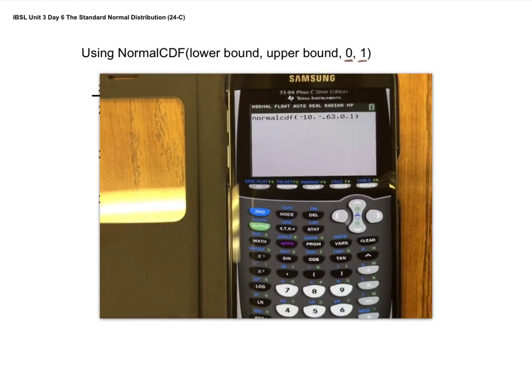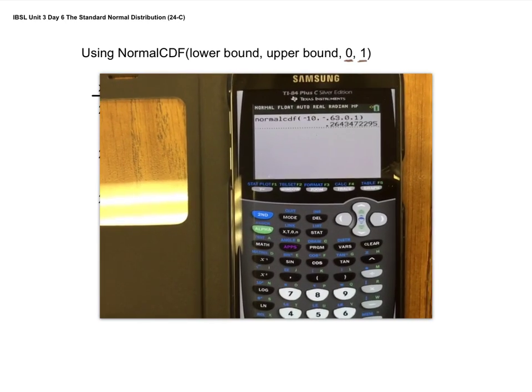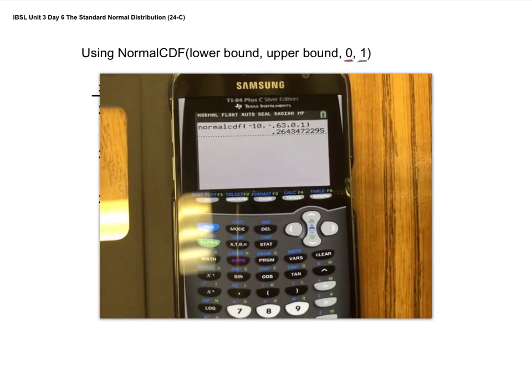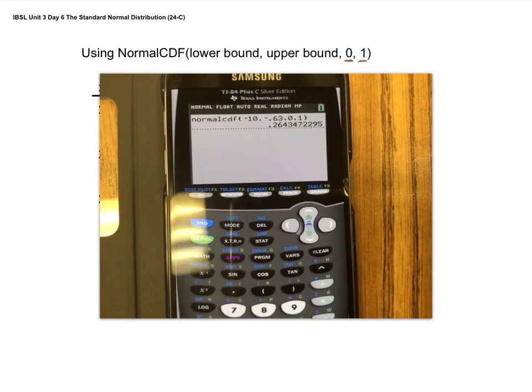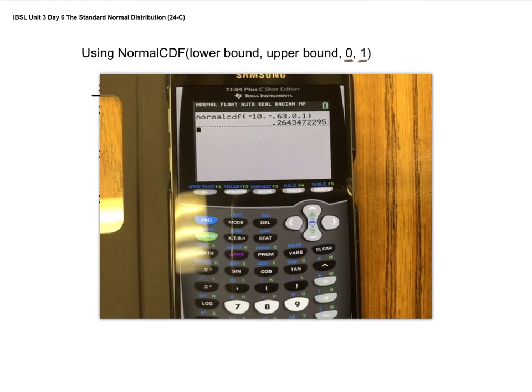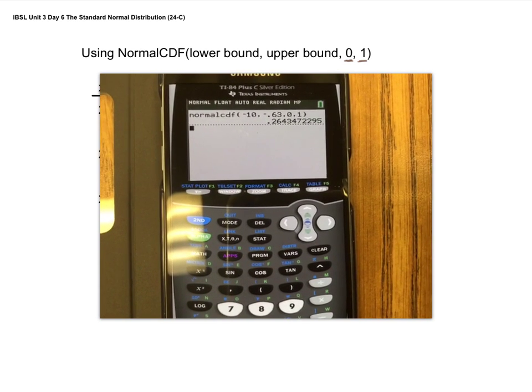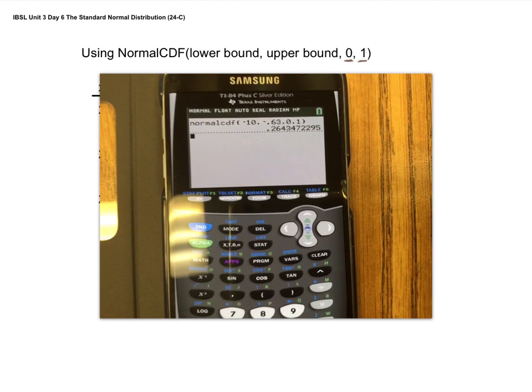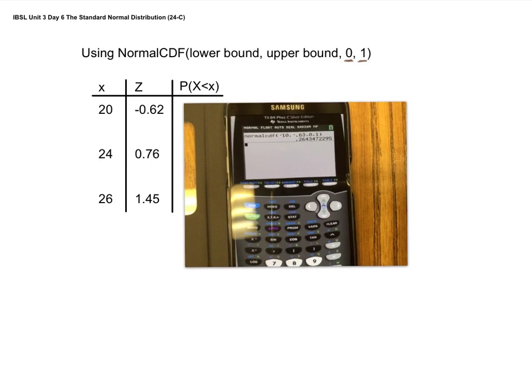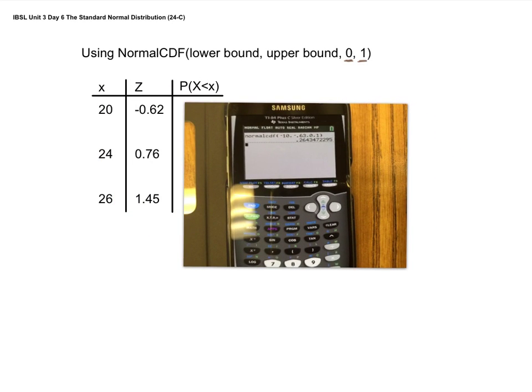So I put that in, and you'll notice we get 0.2643, just like we did with the table. We get the same thing using the calculator. So, same stuff we were doing the other day, it's just the mean and standard deviation are 0 and 1 every time.